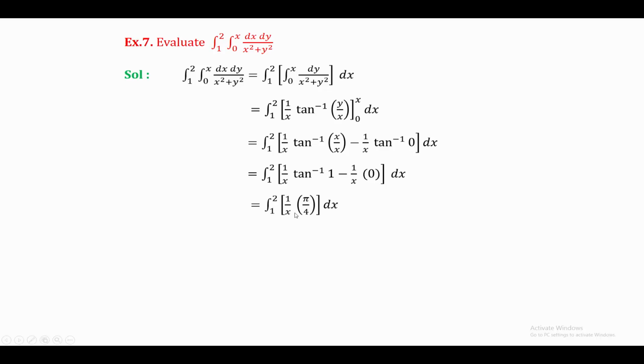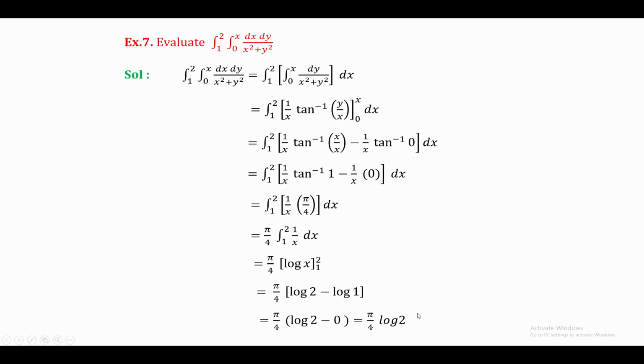Tan inverse 1 is pi by 4. Integration limit 1 to 2 1 upon x into pi by 4 dx. Pi by 4 is constant, out of the integration. Integration limit 1 to 2 1 upon x dx. Now integration 1 upon x is log x, equal to pi by 4, integration 1 upon x is log x, limit from 1 to 2. Now first put upper limit 2 and then put lower limit 1. So equal to pi by 4 inside the bracket log 2 minus log 1. Now we know the value of log 1 is 0. So equal to only pi by 4 log 2 is the answer.